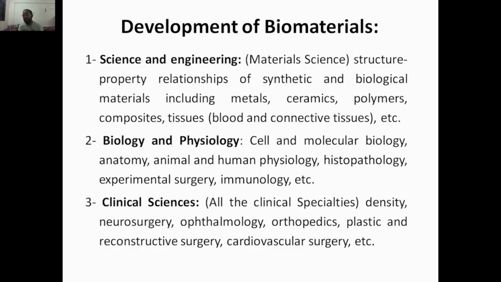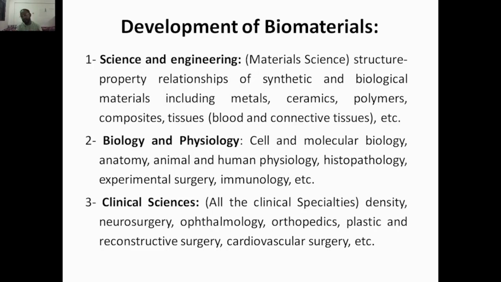And also if you are talking about any blood and connective tissues, then you have to go for the biological tissues. So that was about the science and engineering. That's how the development can be done. With the help of biology and physiology, cell and molecular biology, anatomy, animal and human physiology, histopathology, experimental surgery, immunology, all these aspects can be studied, which will help in the development of biomaterials, and that must be done before you need to develop a biomaterial.